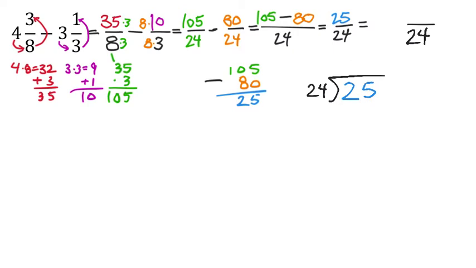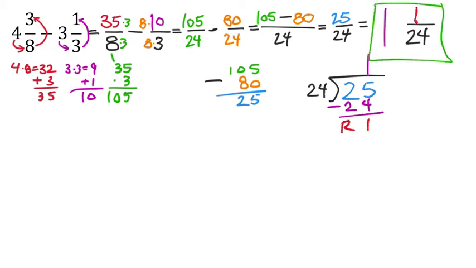So, 24 won't go into 2, but it will go into 25. I'm not even going to show the multiples for this because it only goes into 25 once. 1 times 24 is 24. When I subtract that, it'll give me the remainder of 1. 5 minus 4 is 1. So the quotient there is 1, so that's my whole value. The remainder is 1, so that's the numerator of the fraction. And it looks like that 1 over 24 cannot be simplified. So that just is our final answer there, 1 and 1/24.